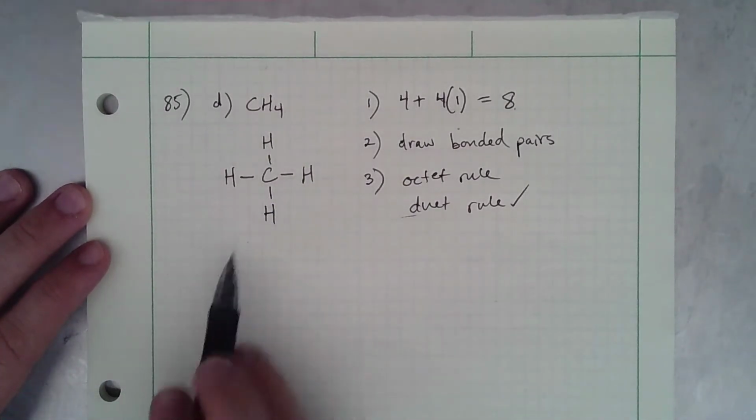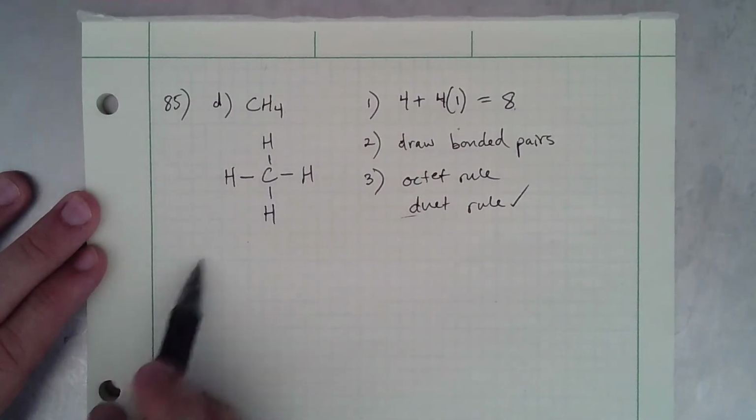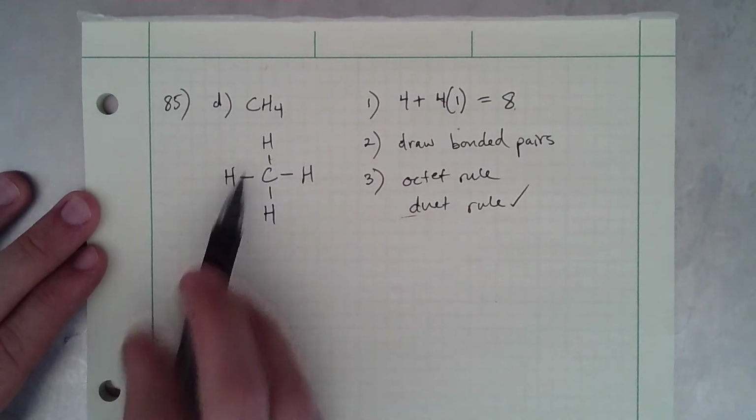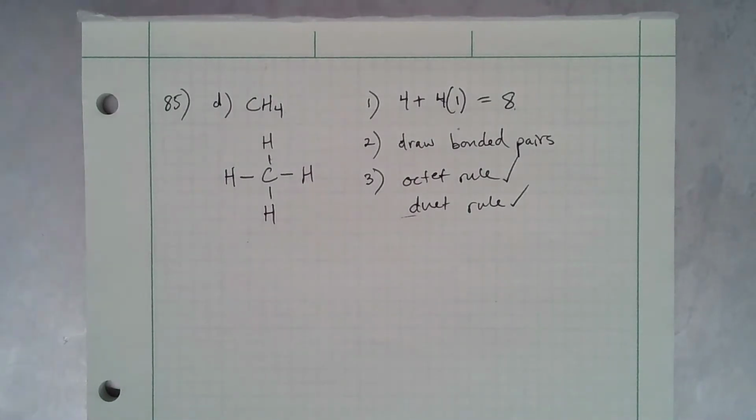So carbon is the only atom here other than hydrogen. Carbon has 4 bonded pairs. Each of those lines represents 2 electrons that are shared, so that's a total of 8. Okay, so our octet rule is being followed. We're good to go, all right?